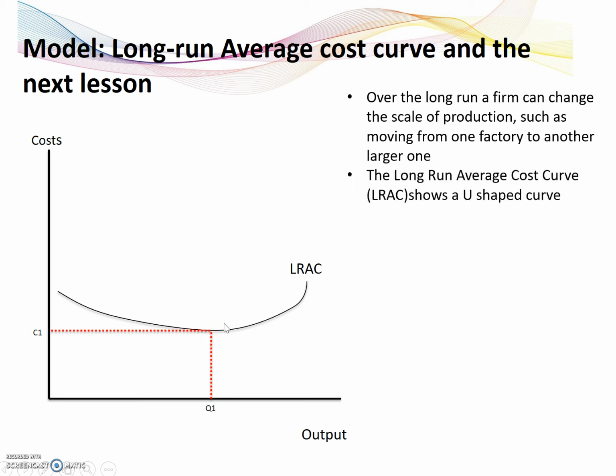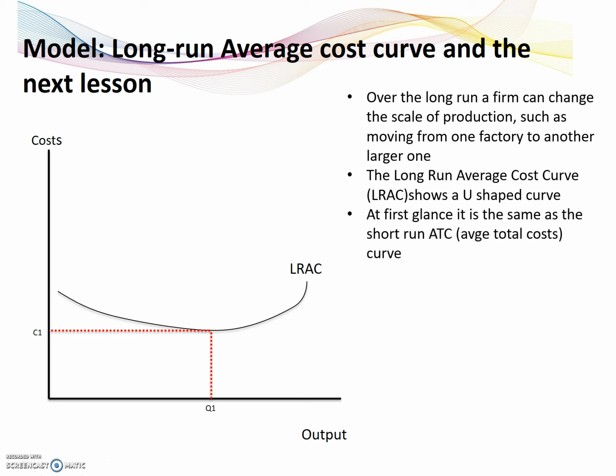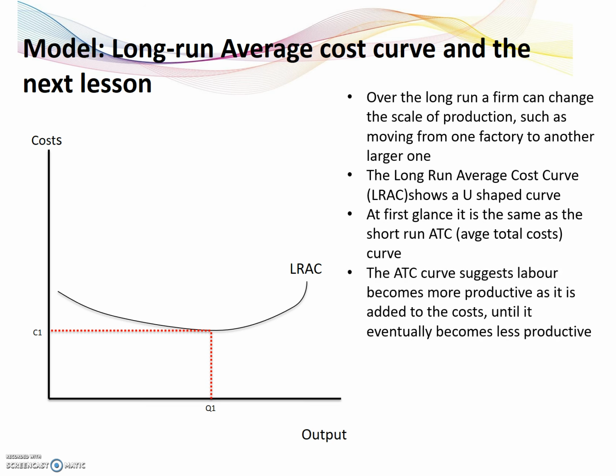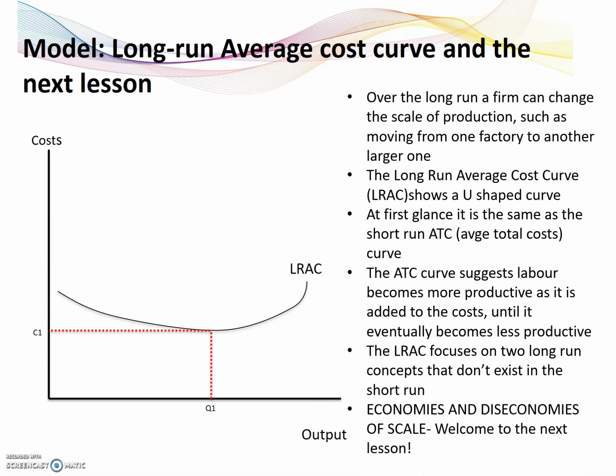So what we see happening is over the long run, we see a U-shaped curve developing. At first glance, it's the same as a short run average total cost. So it looks the same, but in actual fact, it tells us a lot of different things. The ATC curve suggests labour becomes more productive as it is added to the cost until it eventually becomes less productive. The long-run average cost focuses on two long-run concepts that don't exist in the short run. These are called economies and diseconomies of scale.